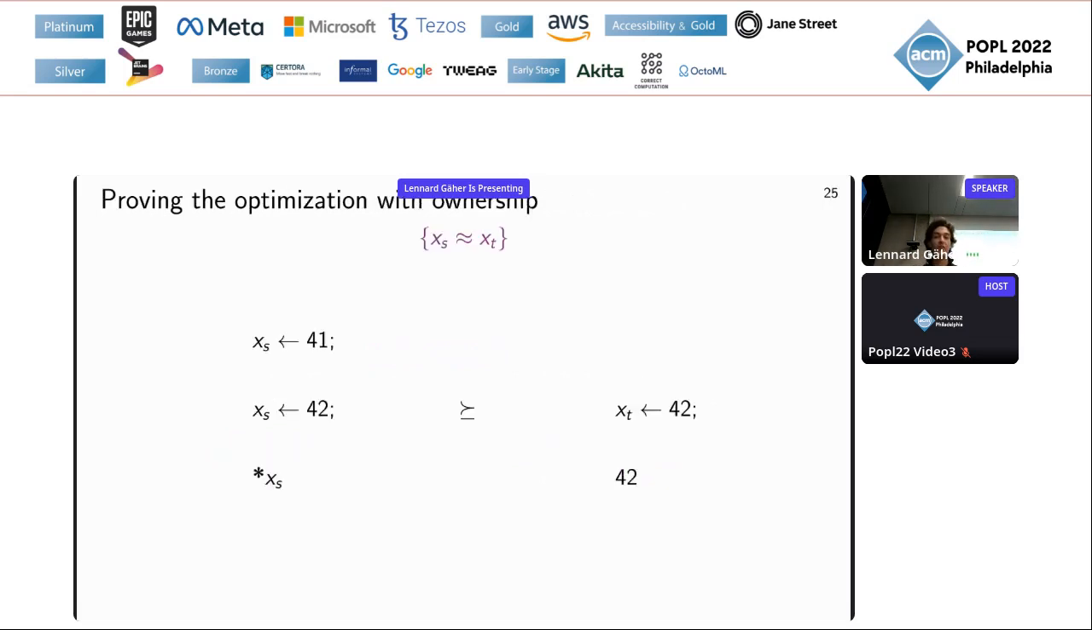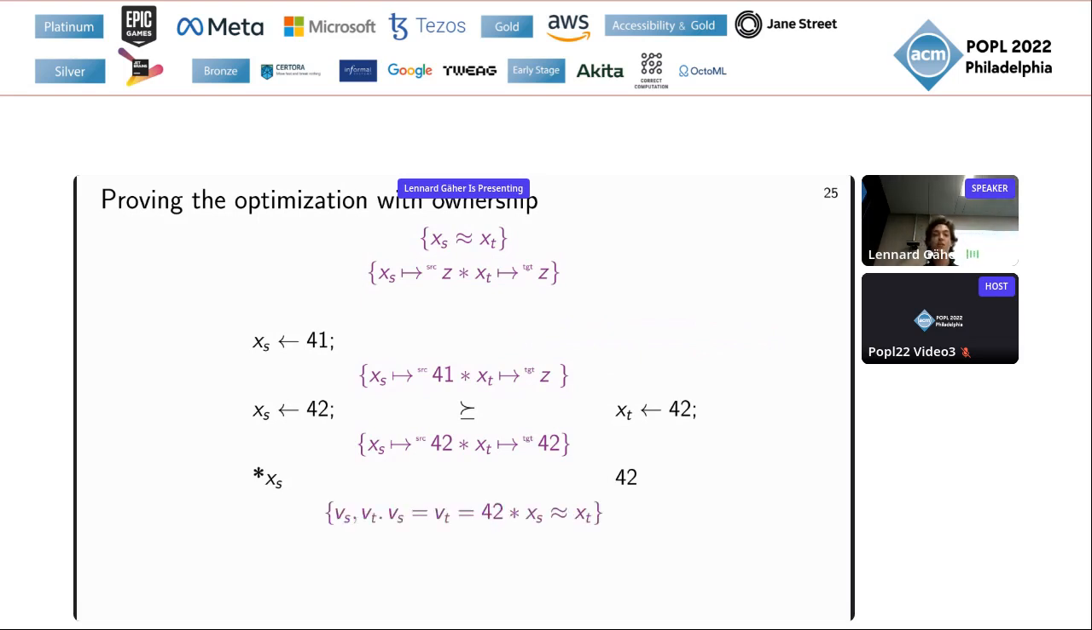We start out assuming that xs and xt are in the value relation. And we know that the next instruction in the source is an unsynchronized write, so we can apply the rule to obtain ownership. Then we can use this ownership to do the first write in the source. At this point, note that the two locations xs and xt point to different values, so we've temporarily broken the contract. Next, we do the writes in source and target, bringing xs and xt in sync again. And finally, we can justify that the load in the source will also produce the value 42, since we still have ownership of x. So this all looks well and allows us to prove our simulation.